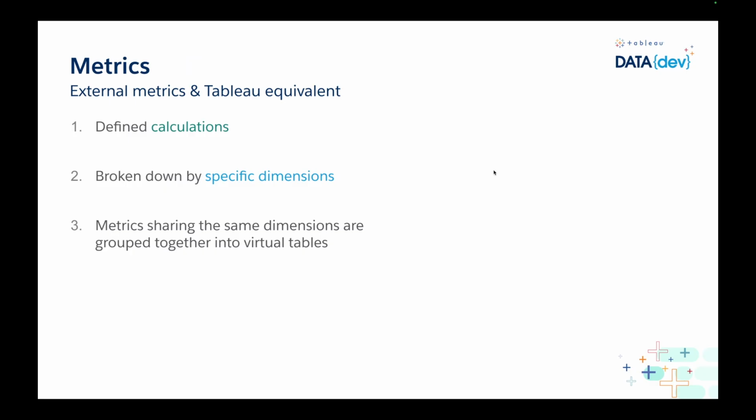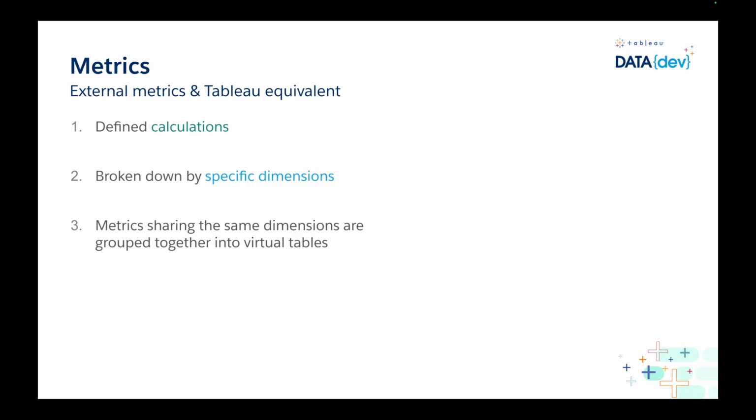The second part of a metric is that metrics are always broken down by specific dimensions. In the case of GDP, it's broken down by country and fiscal quarter. And in fact, we define a recession as when GDP has gone down for 2 consecutive quarters. The third part is not a key part of metrics, but how I see other metric providers tend to do it is they like to group metrics that share the same set of dimensions together. In dbt, they call these saved queries. In Looker, they call these Looker Explores. In Tableau, they will appear as virtual tables.